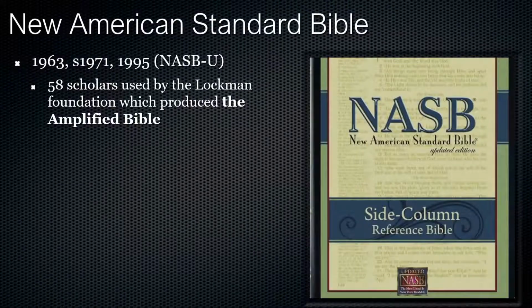63, 71, and 95 updated. So you'll see the New American Standard, NASB-U, indicates that it's the 95 version. And so you can see 58 scholars were used by the Lockman Foundation. They are the same ones that produced the Amplified Bible.